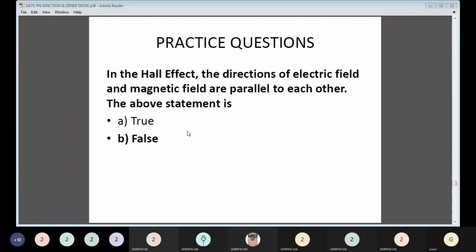Next, in the Hall effect, the directions of both electric and magnetic fields are parallel to each other. Whether the above statement is true or false. Here the option is given as true or false. The correct answer is false. Why it is false: because in the Hall effect, the directions of electric field and magnetic field are perpendicular to each other. It is not parallel to each other. So the given statement is wrong, so the option is false.